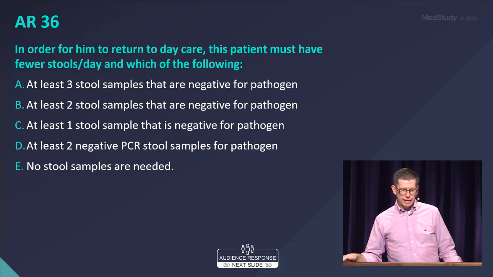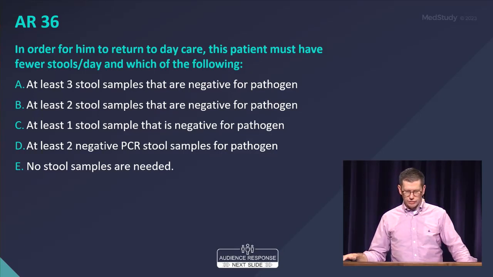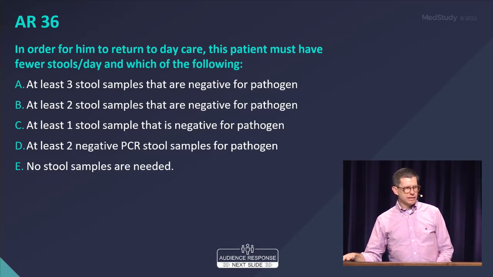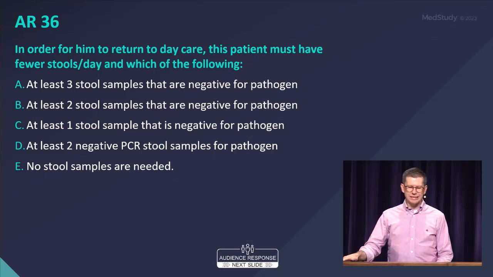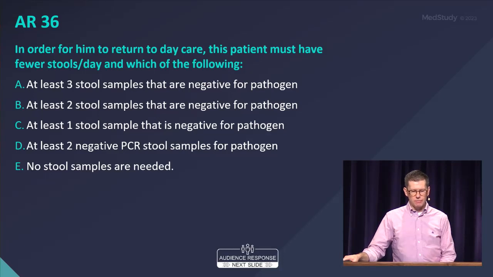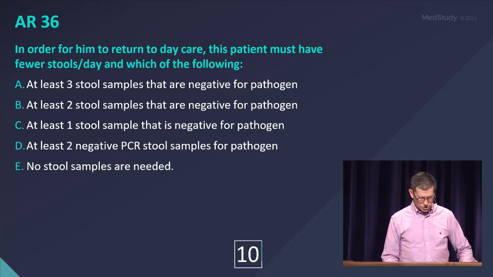In order for him to return to daycare, this patient must have fewer stools per day and which of the following? A, at least 3 stool samples that are negative for the pathogen. B, at least 2 stool samples that are negative. C, at least 1 stool sample that is negative. D, at least 2 negative PCR stool samples. Or E, no stool samples are needed. As a reminder, this is Shigella.